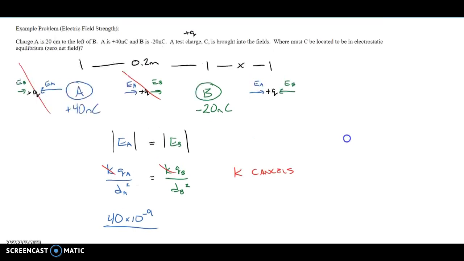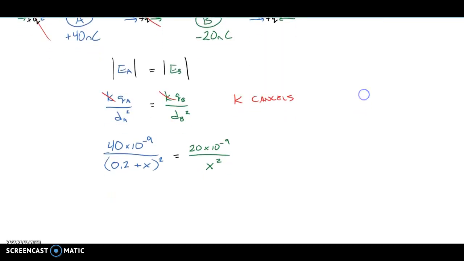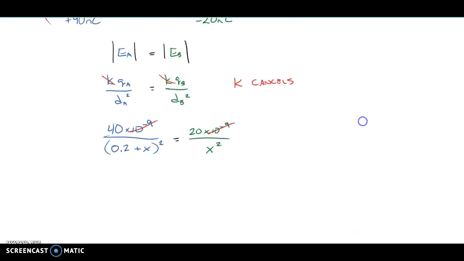The charge of A is 40 nanocoulombs, which is times 10 to the negative 9. The distance to A is the full distance, including the 0.2 plus the x. So 0.2 plus the extra distance that we don't know and want to find out. And that whole thing in the denominator gets squared. And on the right side, the charge of B. Again, because I have the absolute value bars, I'm going to eliminate that negative, times 10 to the negative 9 for nano, and the distance to B is just x, and we have to square the denominator. Notice since the nano is on both sides, I can cancel that piece, and now it's an algebra problem, and all we're trying to do is solve for x.